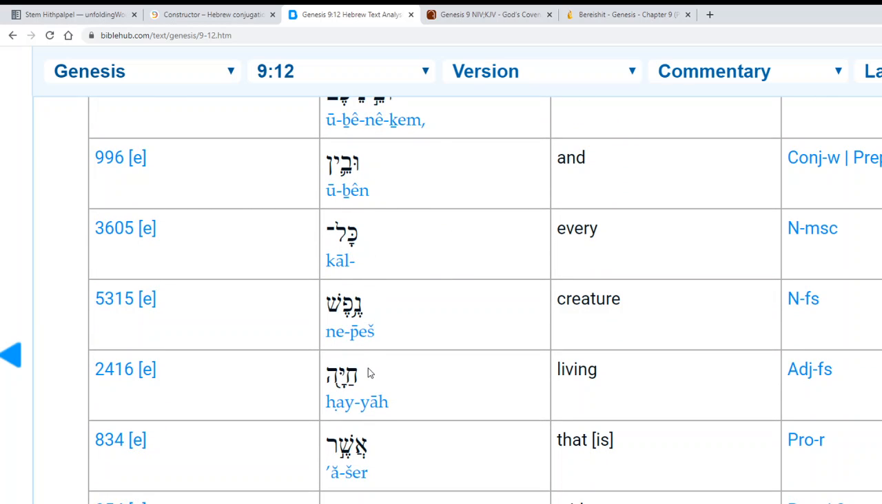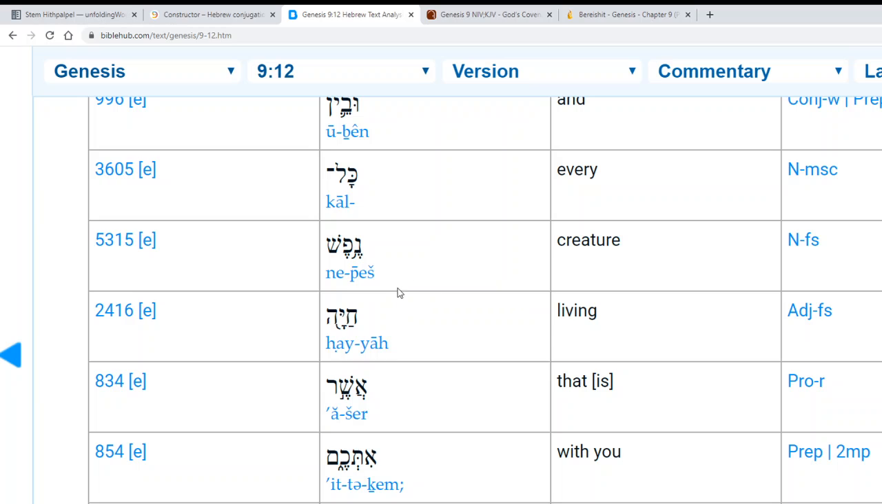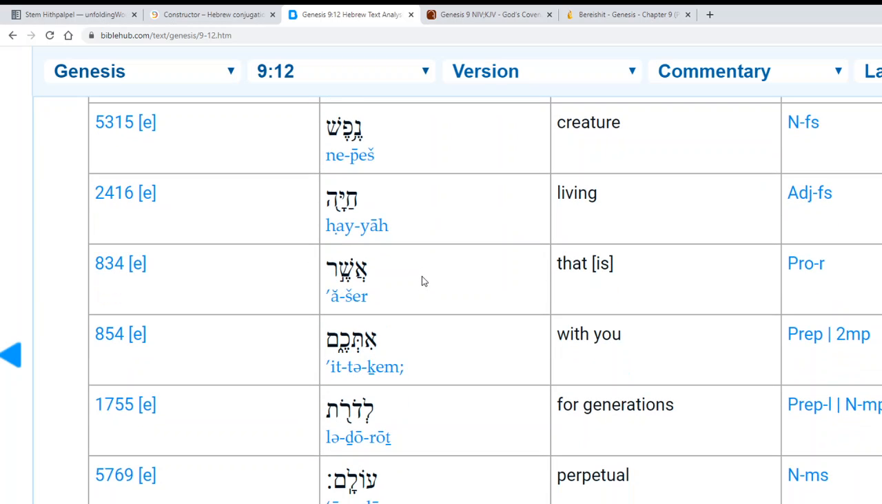Kol nefesh chaya, right? I would say this is one big construct. They're translating chaya here as an adjective going on nefesh, which is an understandable way of doing it. So either living creature, or it's creature and animal being used in a construct form, right? Kol nefesh chaya. That's how I would translate it, as opposed to the adjective. It seems to me it's probably in the construct.